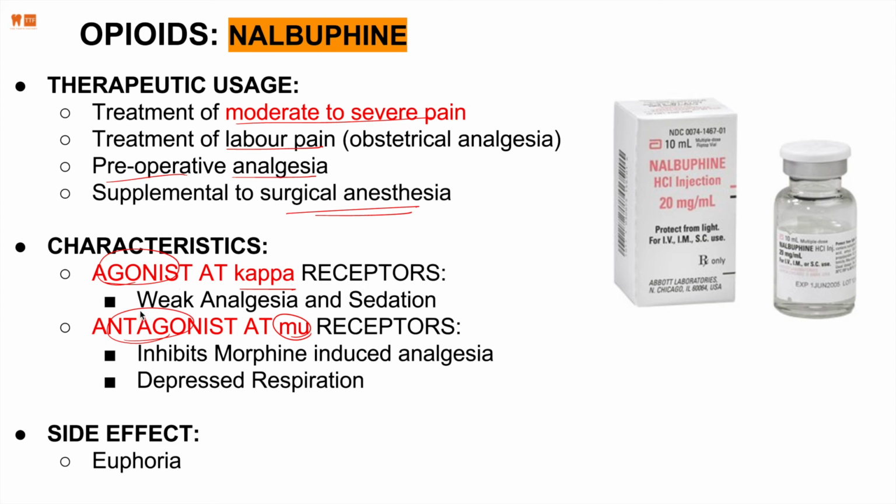At kappa, it is a weak analgesic and sedative. In mu, it's an actual antagonist. Therefore, it inhibits morphine-induced analgesia and causes depressed respiration. How mixed is it? It causes all these different mixed feelings. This is a mixed agonist and antagonist. Side effects: euphoria.